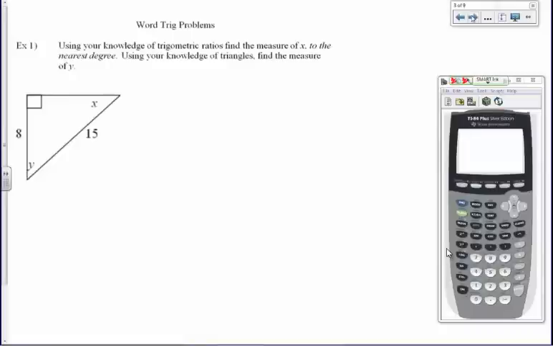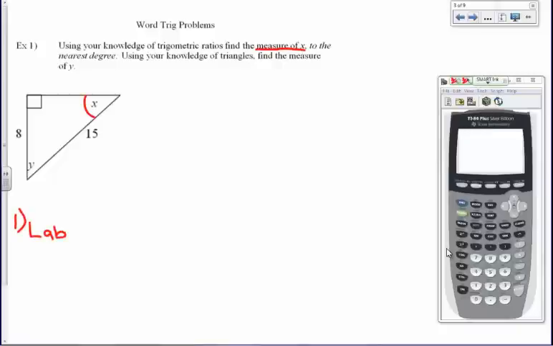So in this problem, you're going to use your knowledge of trigonometric ratios to find the measure of x to the nearest degree. You're also going to use your knowledge of triangles to find the measure of y. So here we have two reference angles that are given to us. We're going to start by finding the measure of x.